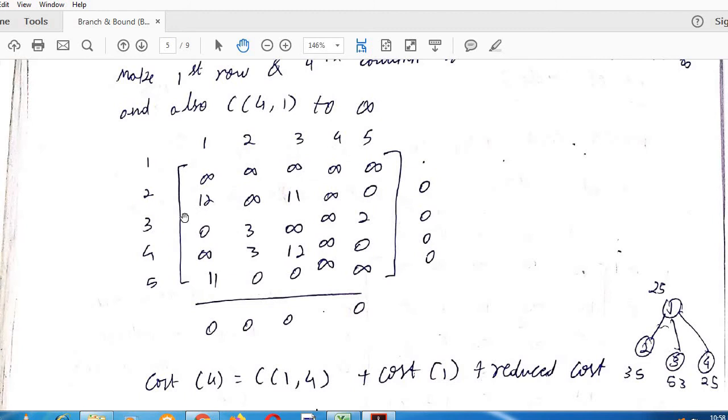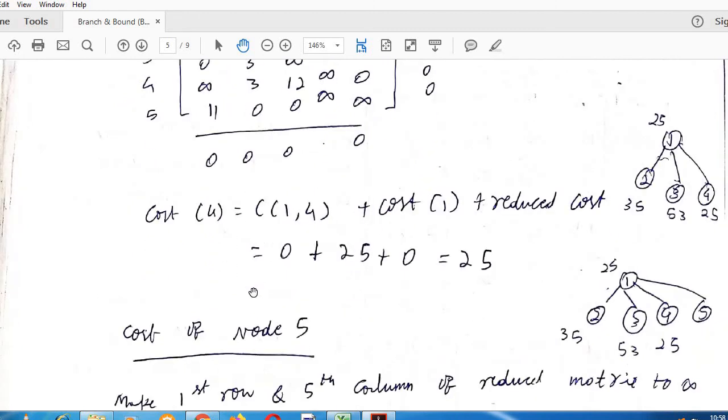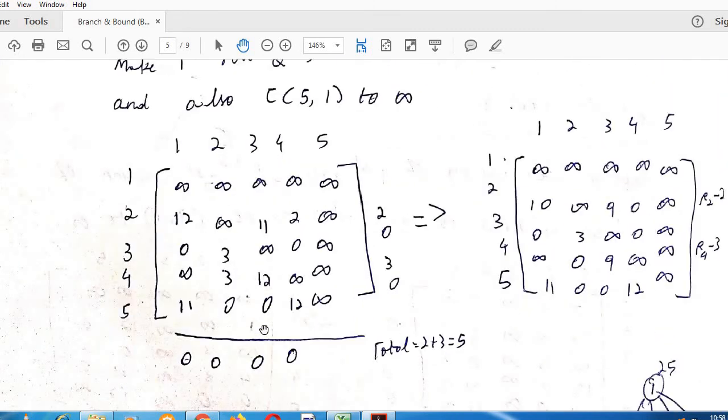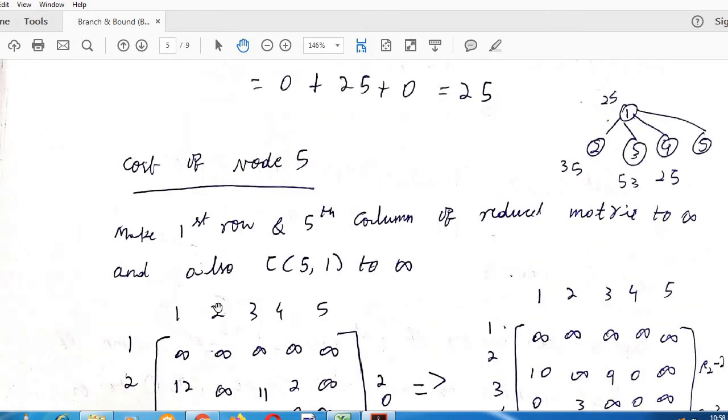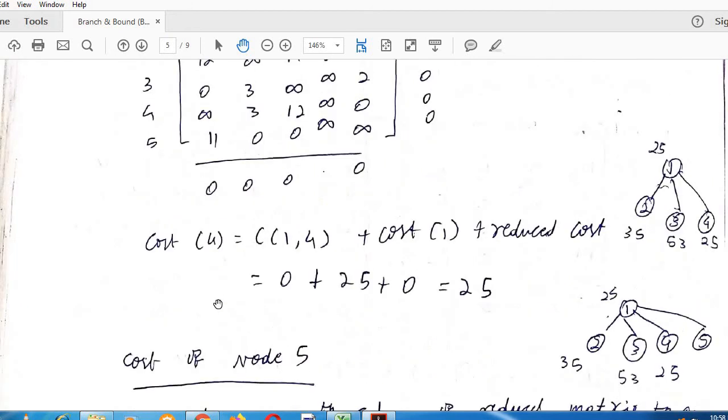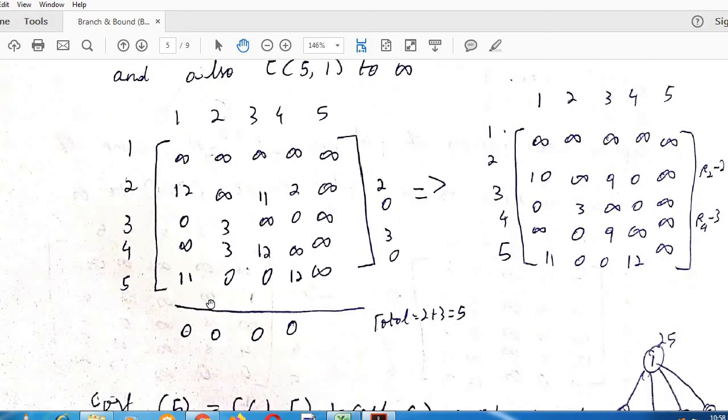As you can see, the fifth row and first column element has to be replaced with infinity. Here also I have made a mistake. Here the fifth row first column element should be infinity. Anyway, with all the corrections I mentioned, I will upload the notes, and then you can see from that.